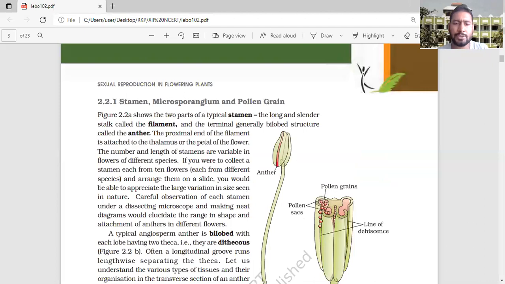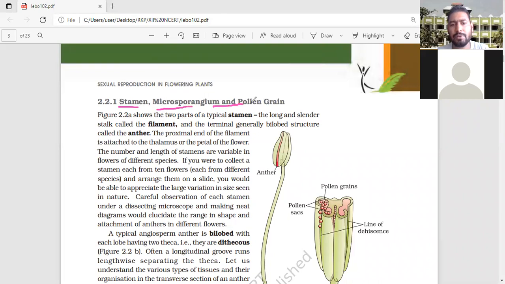And the microsporangium and pollen grain. So now we are going to talk about the first one, that is the male part of the flower. Most flowers, you have to know, are bisexual. Can you tell a flower which is unisexual?